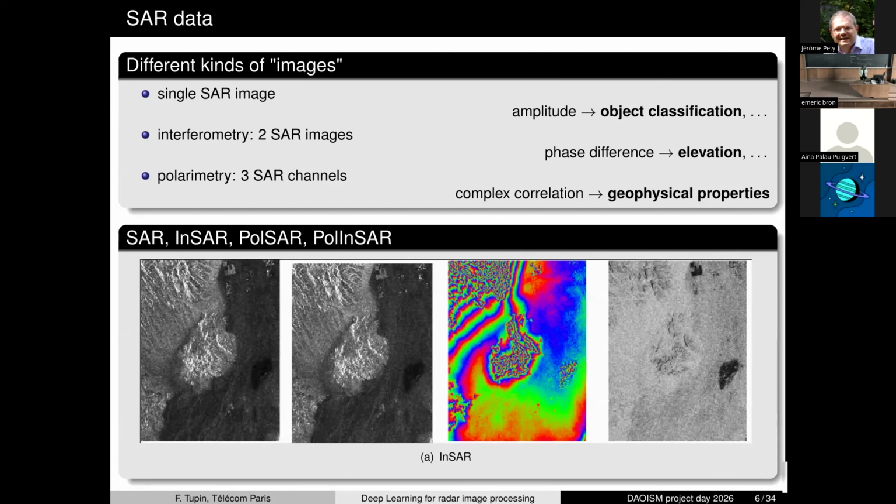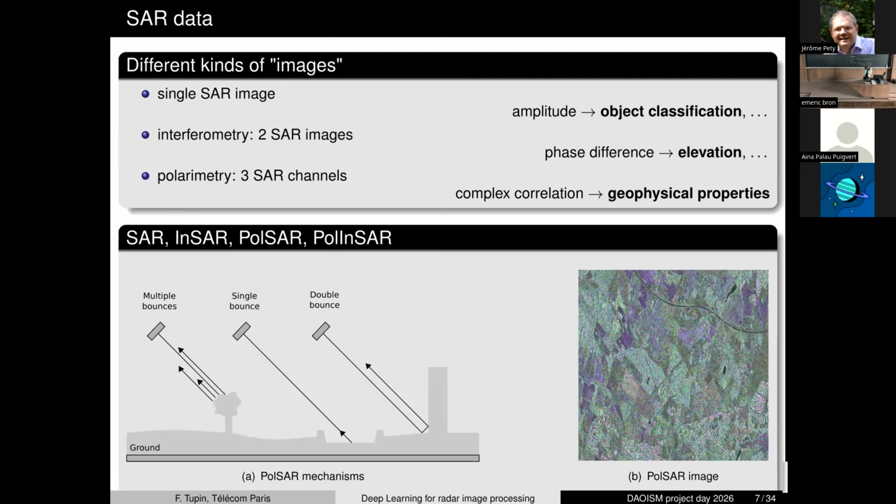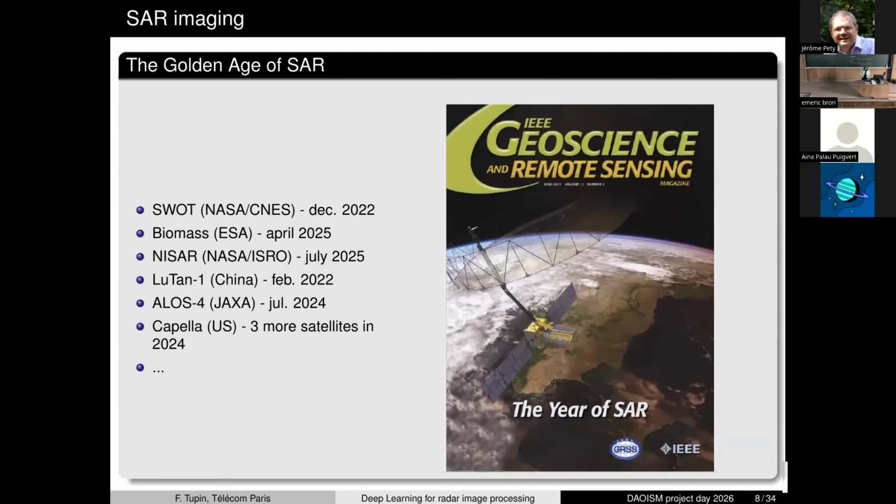And the last case is polarimetry. In this case, you are sending a different polarization in emission and reception. So for each pixel, you have 3 channels, 3 complex numbers. And by computing the complex correlation with the covariance matrix, you will have information about different backscattering mechanisms inside the pixels of your image. So here is a false color image, but that will provide you much more information on the different elements that you have on the ground.